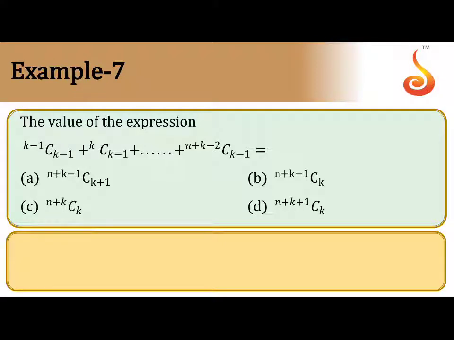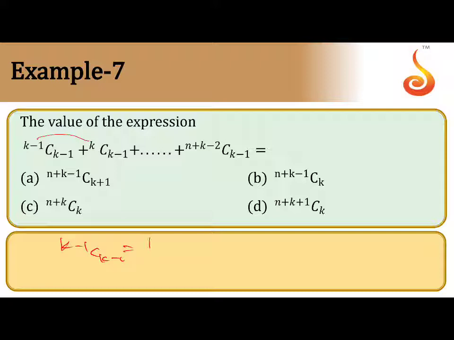Of the expression, they're asking for the value of the expression: C(K-1, K-1) + C(K, K-1) + ... + C(N+K-2, K-1). So let us take N as different here. K is there, K minus 1 is there. So what is the value of C(K-1, K-1)?